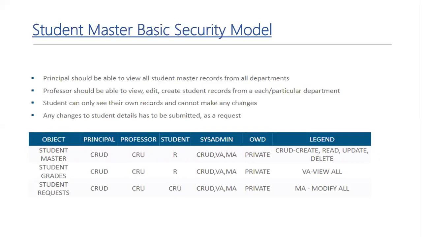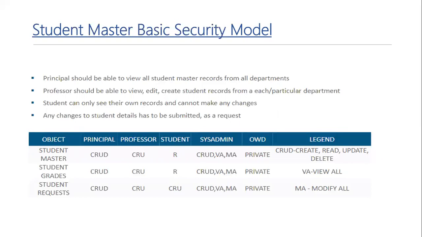Then our second profile is the professor profile. The professor profile will have CRU: create, read, update. We don't give delete access to professors. Then students should only have read-only access to the student table and student grades table. But student requests will be raised by students, so students should have create access or update access to update their requests. Then we will talk in depth about what organization-wide default, or OWD, settings are. Then there are view all and modify all permissions.